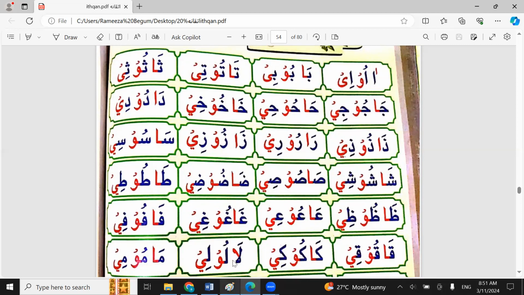These are called the long vowel letters. Like we have vowel letters in the English language also, they are alif, waw, and ya. When there is an alif following the fatha, it means we have to read it as ah. For the ah sound, alif comes to make it long. For dhamma, for the oo sound, waw comes to pronounce it as oo. For kasra, for the e sound, ya comes.